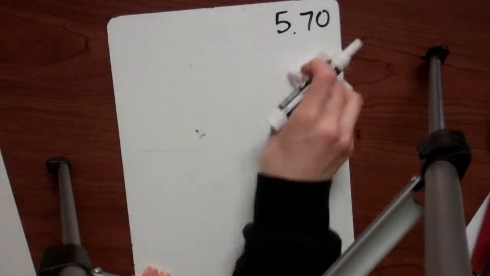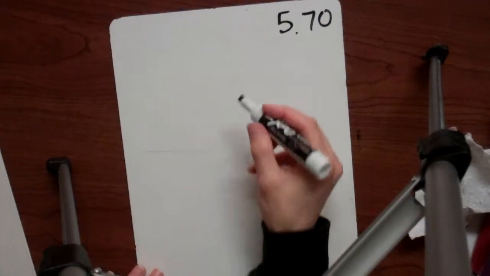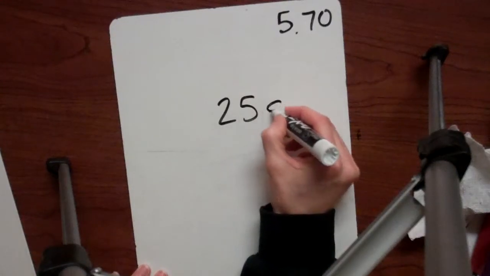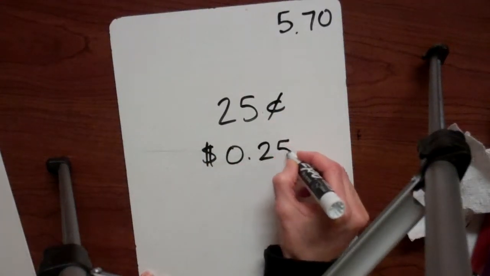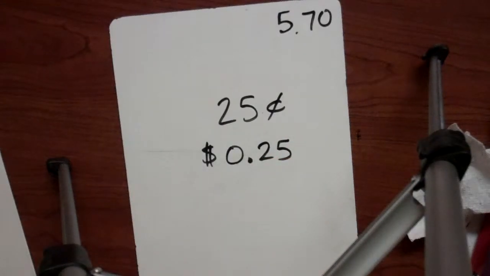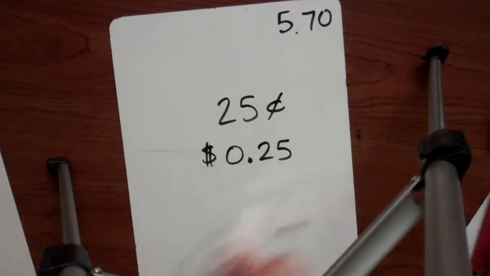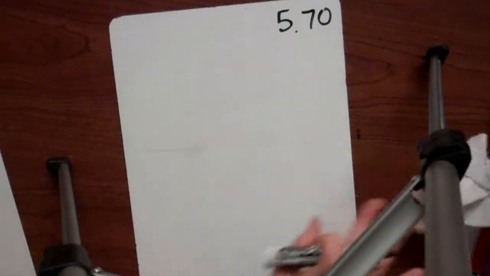All right, let's do 25 cents. That's in cent form. This is in dollar form. Okay? So it's really quite simple. All right? But let's do one of the problems.